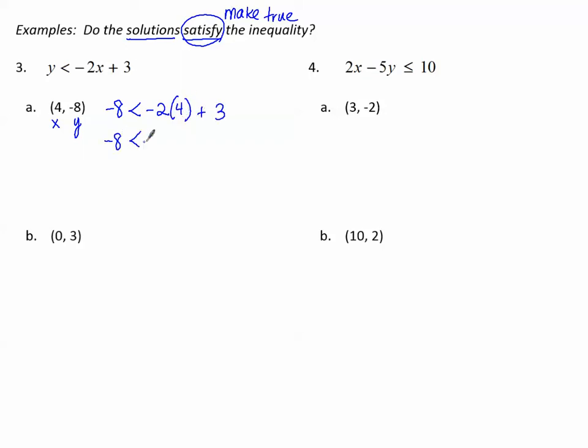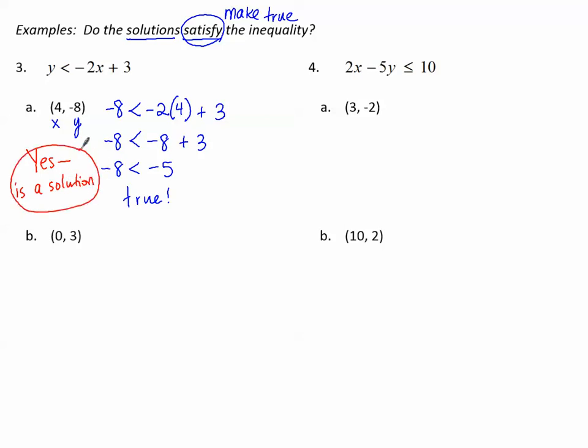Negative 2 times 4 is negative 8, and negative 8 plus 3 is negative 5. Well, negative 8 is less than negative 5. This is a true statement. So does this solution satisfy the inequality? Yes, this is a solution because it satisfies the inequality.